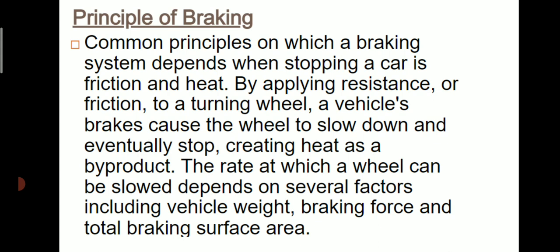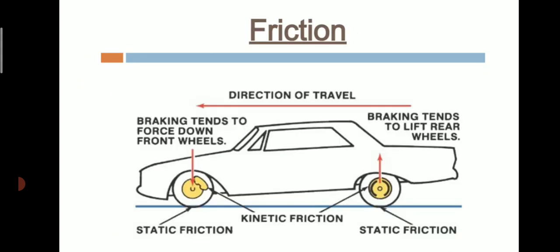The rate at which a wheel can be slowed down depends on several factors including vehicle weight, braking force and total braking surface area. This is a picture showing you the phenomena of friction, static friction and kinetic friction. Static friction is there between the road and the tire, and kinetic friction you will observe here between the brake and the wheel of the automobile.